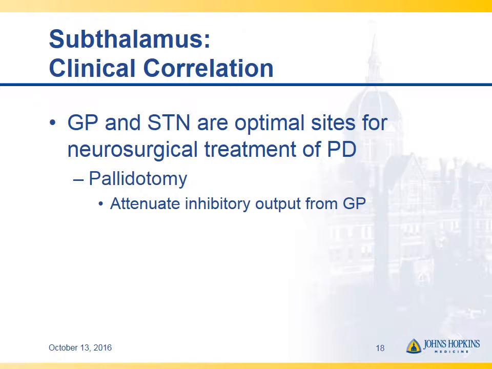The globus pallidus and substantia nigra are optimal sites for neurosurgical treatment of Parkinson's disease prior to the introduction of deep brain stimulation. Individuals with Parkinson's disease, which was refractory to medication, could undergo a surgery, a pallidotomy, which would attenuate the inhibitory output from the globus pallidus.